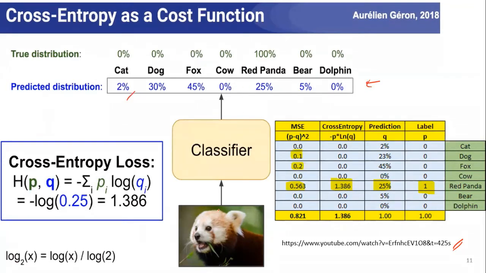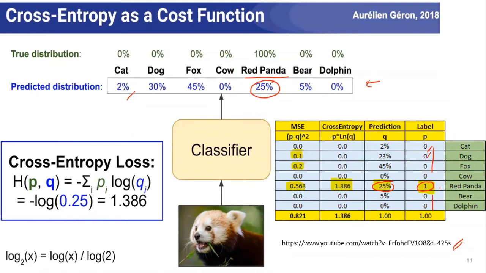The correct prediction is that this is, I don't know what a red panda is, but they've given an example of a red panda over here. So the red panda was predicted to be 25%. Okay, so this was your prediction for the red panda. So what did you do for the cross entropy? Basically, what you did was you multiplied all the rest of them with a 0, because all of the labels here were 0.